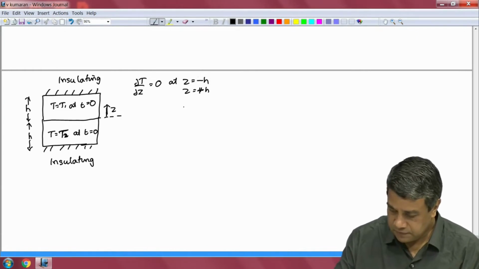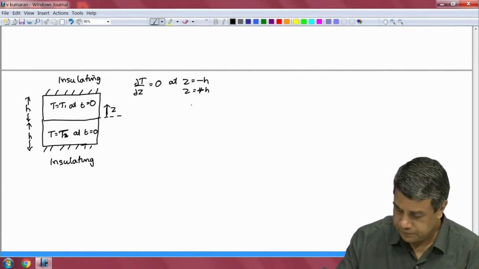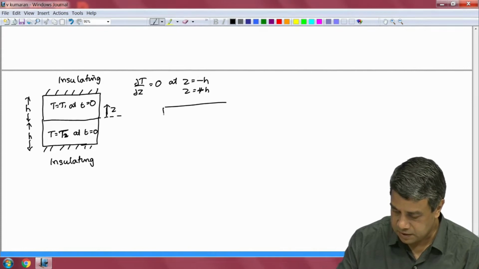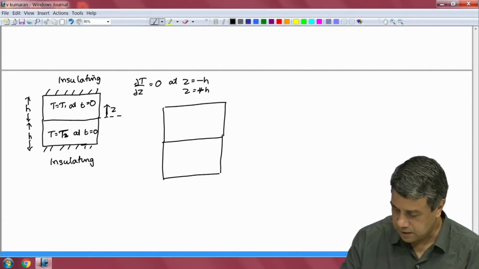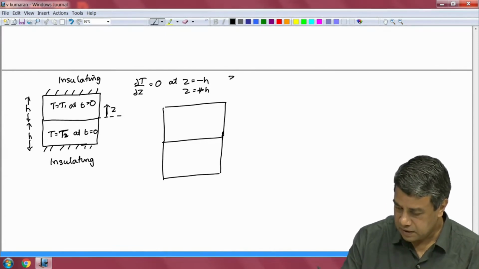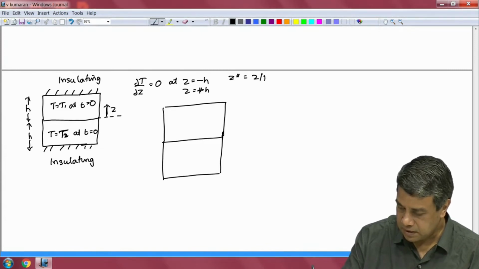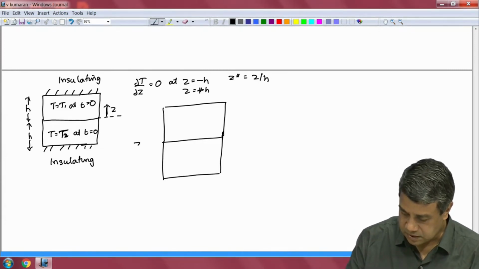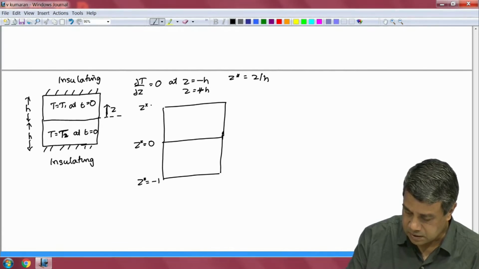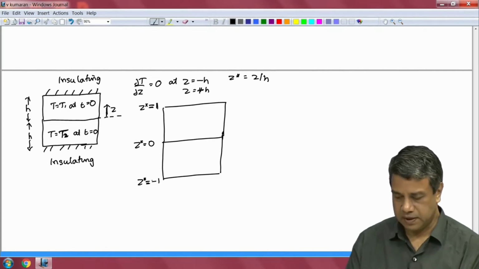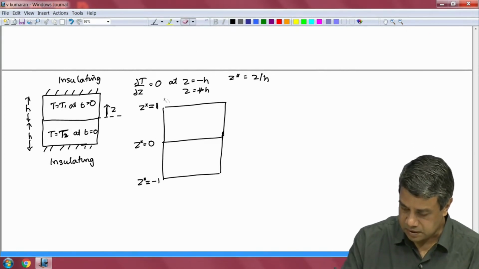So, if I replot the blocks here, of equal height, I will define z star is equal to z by h. Okay. So, this will be z star equals 0, bottom surface is z star is equal to minus 1, top surface is z star equals 1. Okay. And in between z star has to be equal to 0.